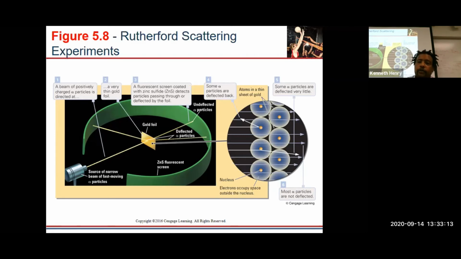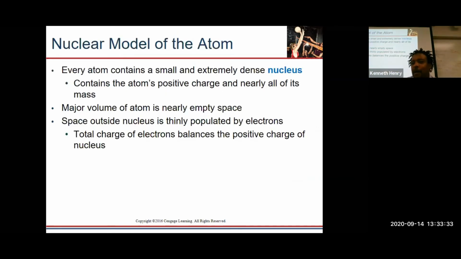Okay, so after further analysis, he comes up with the idea that all of the positive charges are in the center of the atom, and all of the negative charges are circling the atom. And so this is the orbital type model that we kind of live with now, sort of. It gets complicated.